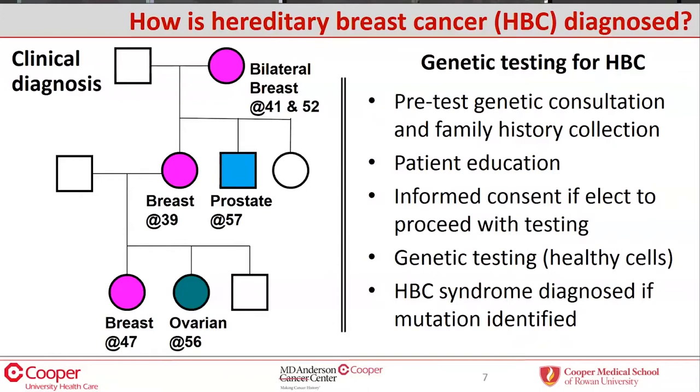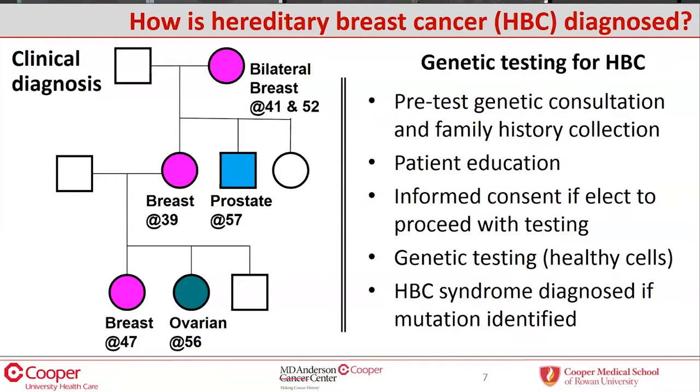A more definitive way to diagnose it, though, is to go through genetic testing. We in the Cancer Genetics Program are big proponents of pre-test genetic counseling, family history discussion, and patient education, making sure that people understand the ins and the outs of the testing, as well as making sure that the most appropriate test is being considered for the family history. We go through informed consent if a person decides to go ahead with testing.